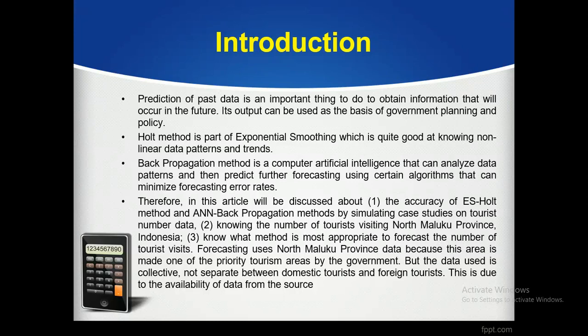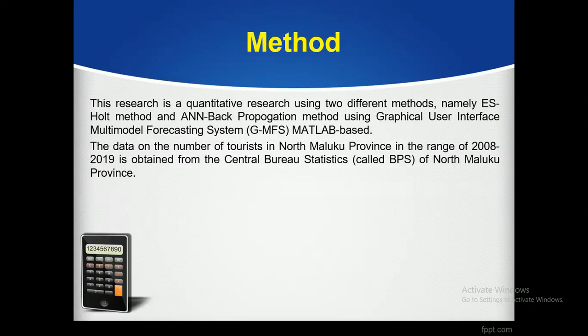tourist visits. Forecasting uses North Maluku province data because this area is made one of the priority tourism areas by the government, but the data used is collective, not split between domestic tourists and foreign tourists. This is due to the availability of data from the source. This is the introduction, and then this is method.